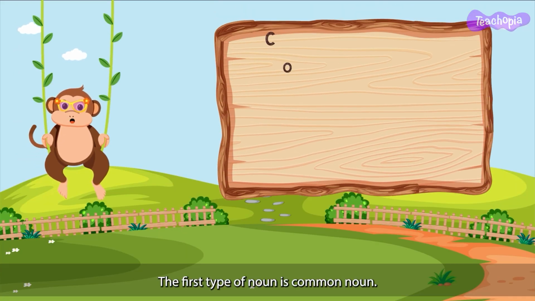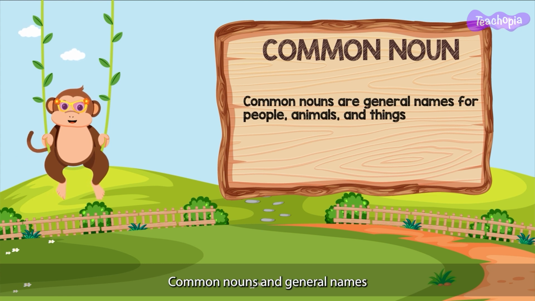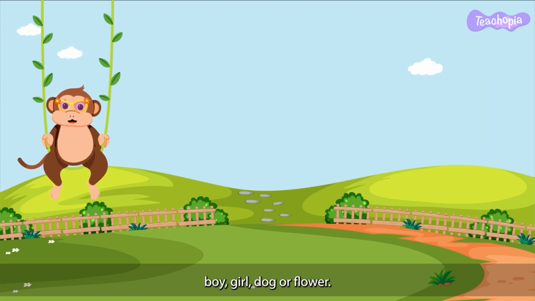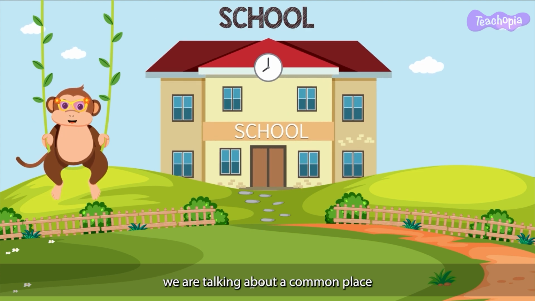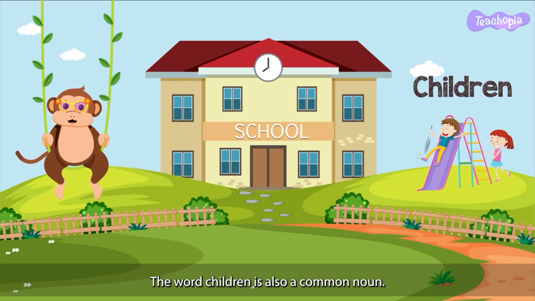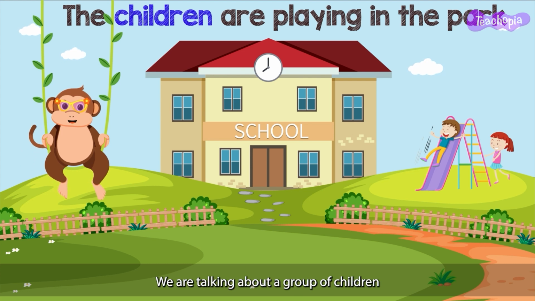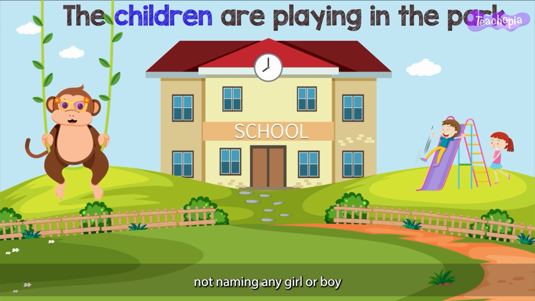The first type of noun is common noun. Common nouns are general names for people, animals, and things like boy, girl, dog, or flower. For example, when we say school, we are talking about a common place and not specifying the name of the school. The word children is also a common noun. When we say the children are playing in the park, we are talking about a group of children, not naming any girl or boy in particular.